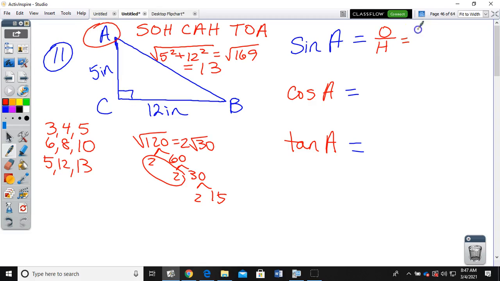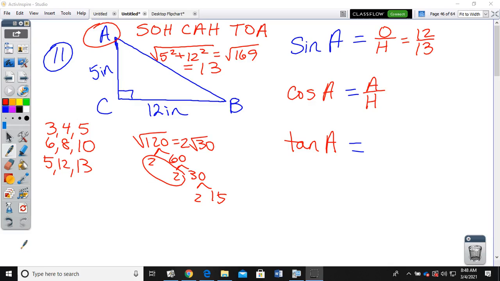12 over the hypotenuse is. And always reduce your fraction if you can. We can't. It's already reduced. All right. Cosine is adjacent. Nope, just leave it as a fraction. 12 over 13. Okay.